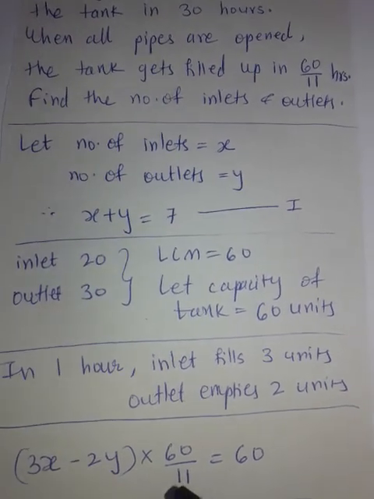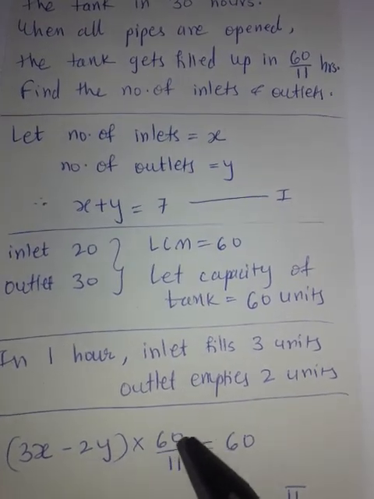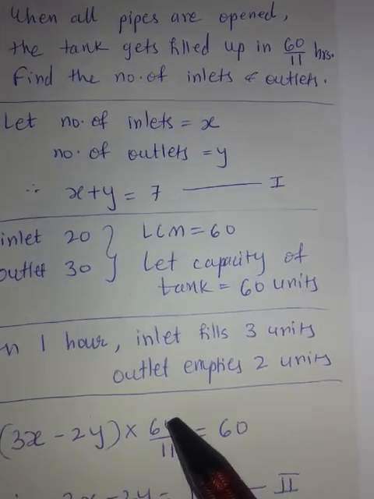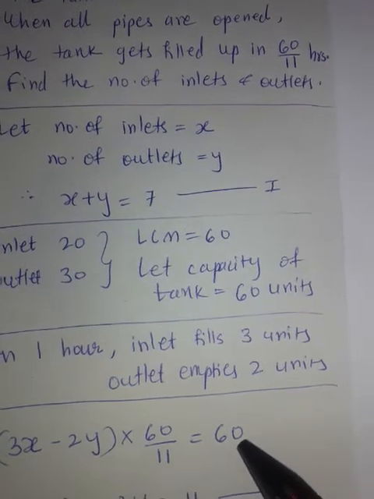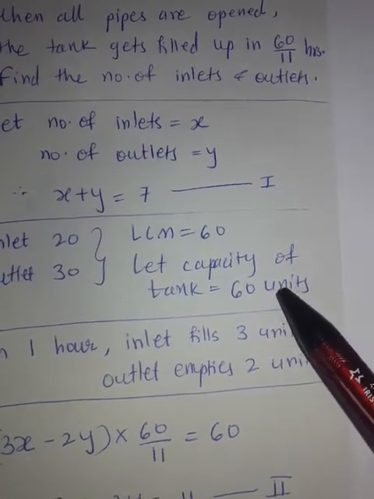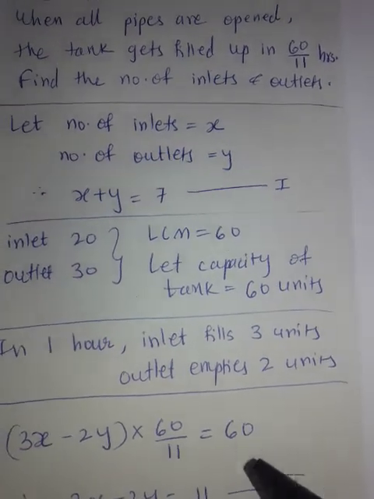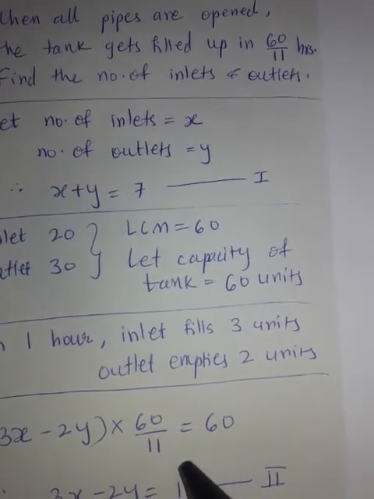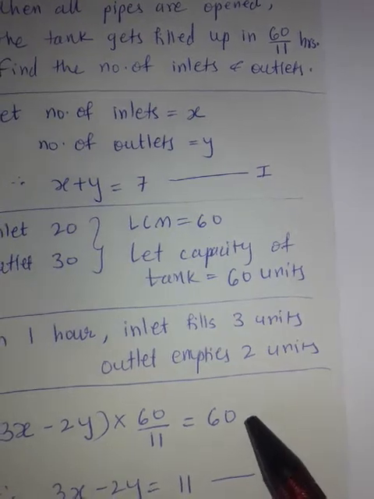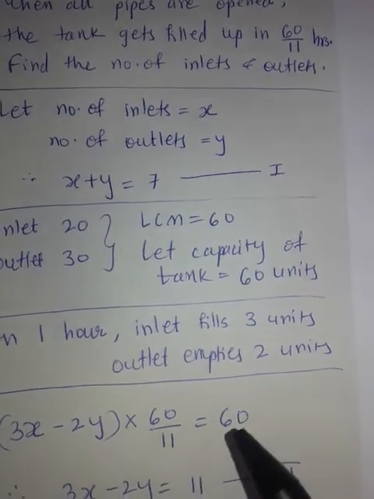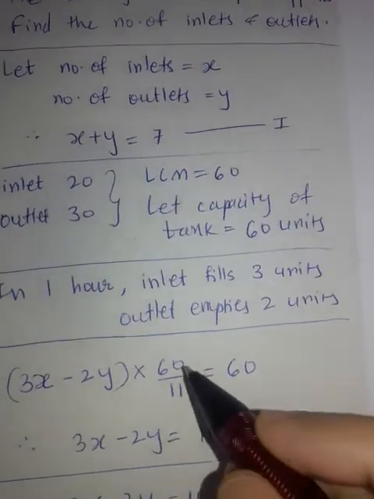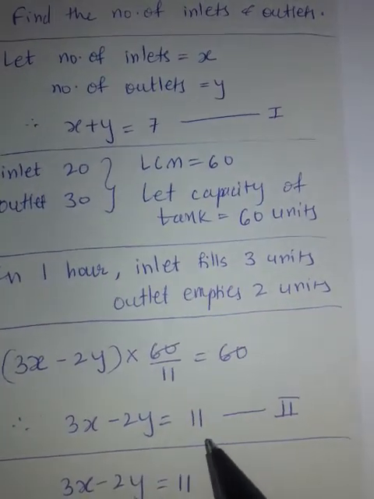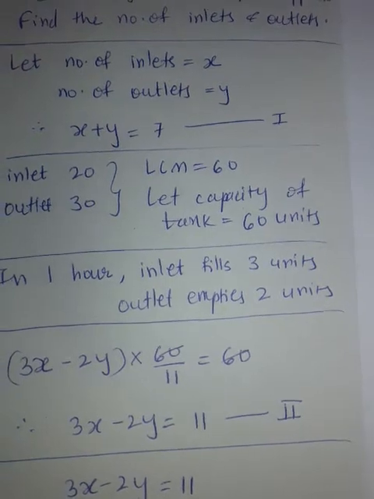And they fill the tank completely when they are all opened for 60 upon 11 hours. So this quantity in 1 hour multiplied by 60 upon 11, that is how they fill the complete tank, that is 60 units. We have assumed the capacity of the tank as 60 units. So 3X minus 2Y is filled in 1 hour. In total 60 upon 11 hours, the tank gets filled, that is equal to 60. You understood this equation? Now how to solve this? 60 will get cancelled from both sides and take 11 here. So 3X minus 2Y is equal to 11. That becomes your equation number 2.